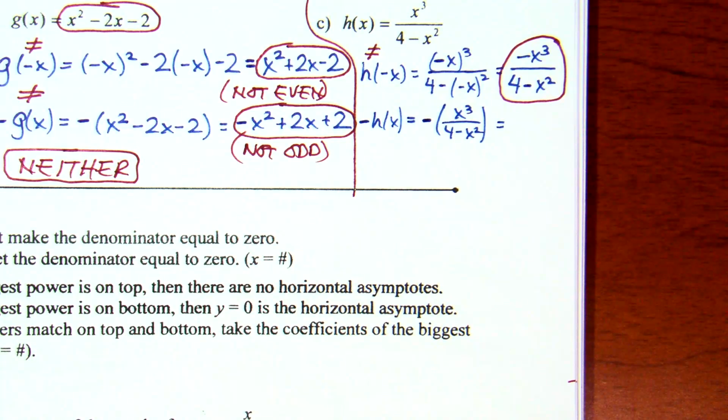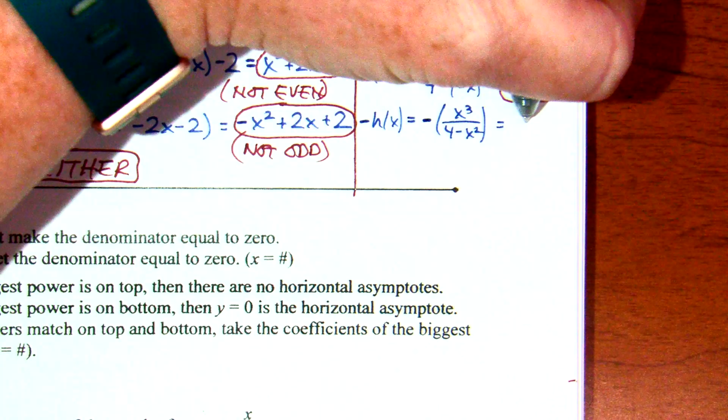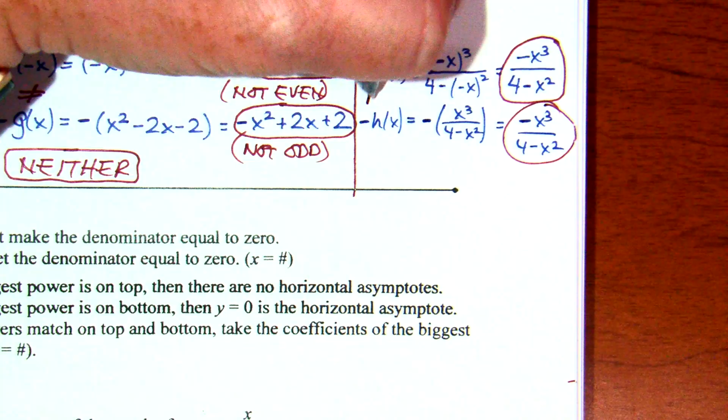In this case, what would make sense to do based on the other part of this problem? Take it to the top. So if we take it to the top, it's negative x cubed over 4 minus x squared, and these are the same. If h of negative x and negative h of x are the same, what is this? It's odd.